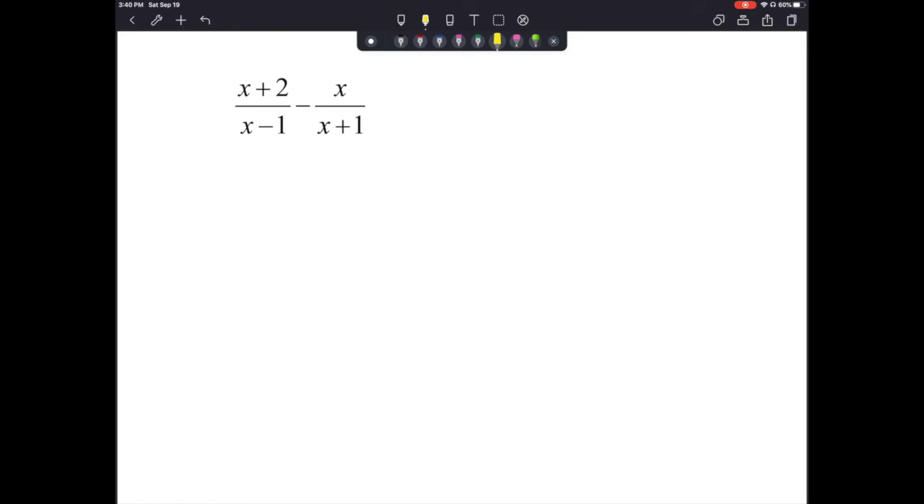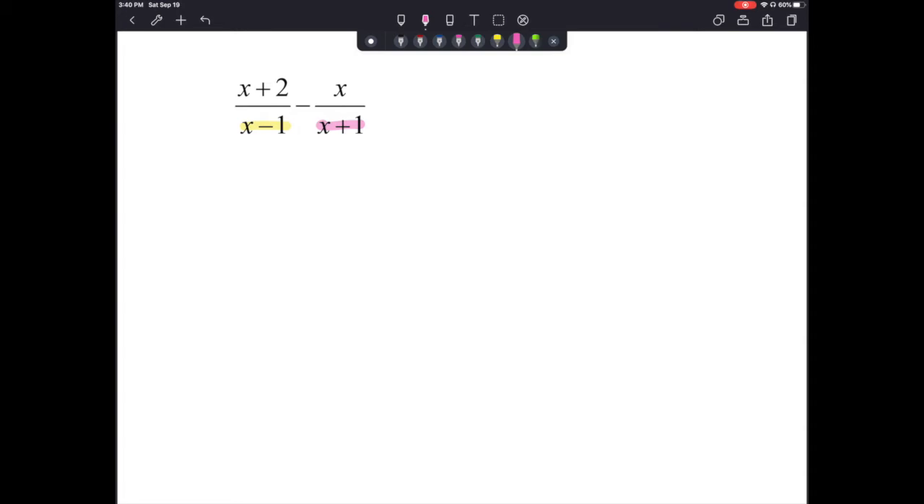Next problem. I have an x plus 2 over an x minus 1, and we're subtracting an x over an x plus 1. Now, x minus 1 and x plus 1 in our denominators, these are not the same thing. These are different. Okay, and I can't add anything to make them the same. So don't try to add 2 to the denominator on the left. It doesn't work the same way. We have to multiply it by something to get a common denominator.